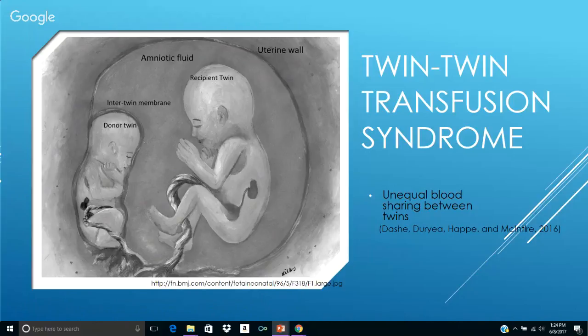This is a little picture of how the twins transfuse to each other. There's a donor twin and a recipient twin, and as you can see, the unequal blood sharing causes the donor twin to be smaller, to live in a very scrawny, small amniotic sac, and for the recipient to live in a very large amniotic sac, and this causes a cascade full of problems.